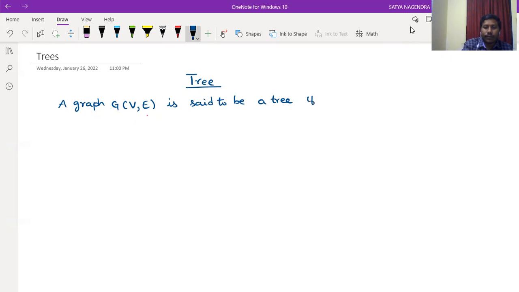if G is connected, and the second point, there are no cycles in G. It doesn't contain any cycles. Okay, so G doesn't have any cycle.